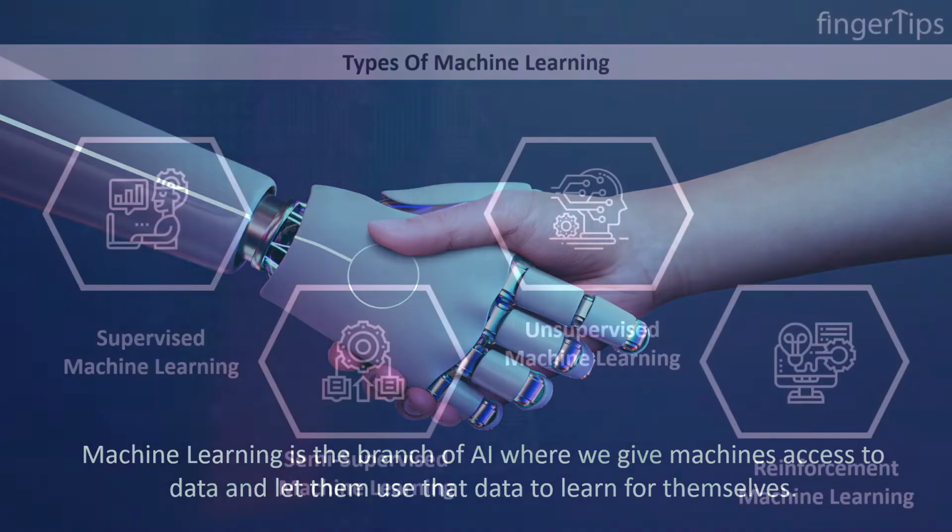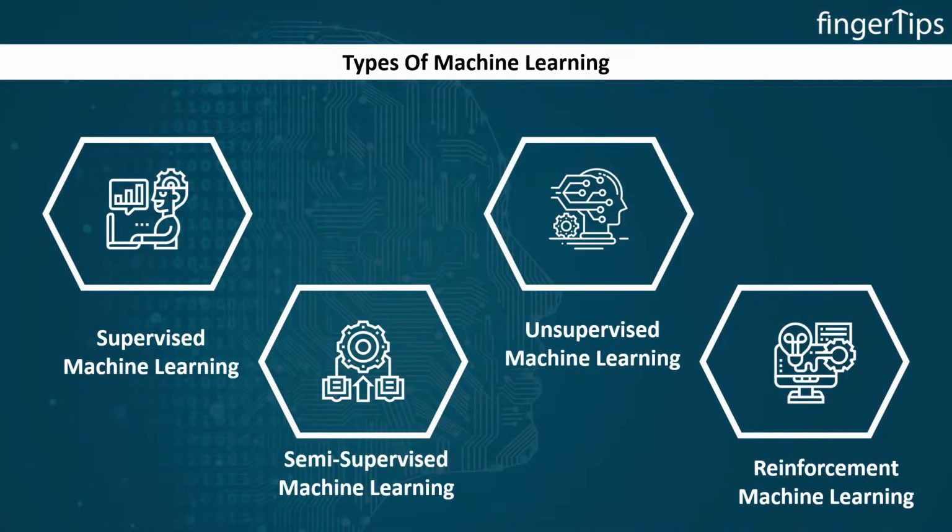Now, there are 4 types of machine learning. The first one is supervised machine learning. Then comes unsupervised machine learning. The third type is semi-supervised machine learning, and finally the reinforcement machine learning. Let's see these terms in detail.